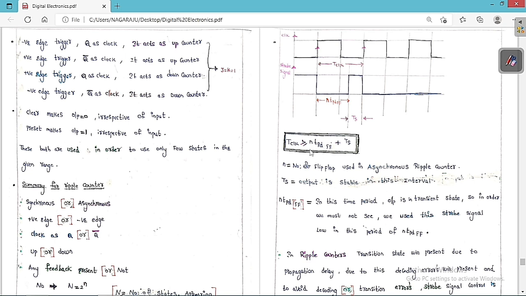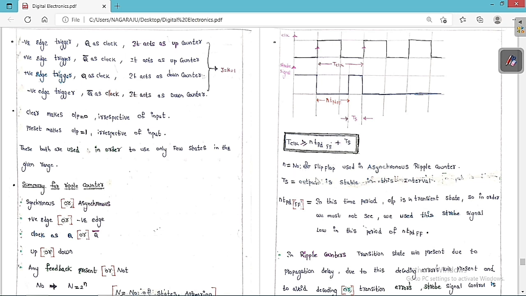Therefore, for the asynchronous ripple counter we use the N here. Finally, listen carefully: T clock is always greater than or equal to N into TPD-FF for the asynchronous ripple counter, whereas T clock is greater than or equal to TPD-FF for synchronous ripple counters. These things you always need to keep in your mind.